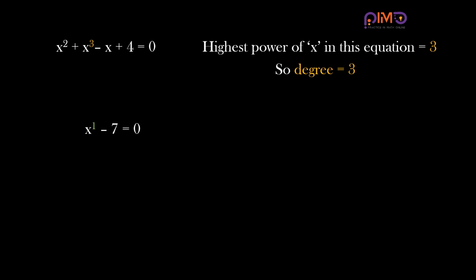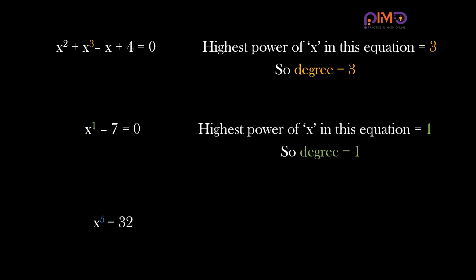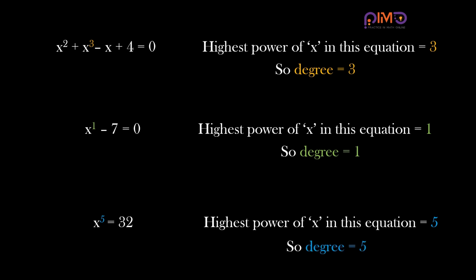The next is x minus 7 is equal to 0. Here the power with which x is associated is 1, and that is the highest power in this equation. So the degree is 1. The next is x to the power 5 is equal to 32. Here the only power that x has is 5. So that is the highest power for this equation. It's 5, so the degree is 5.